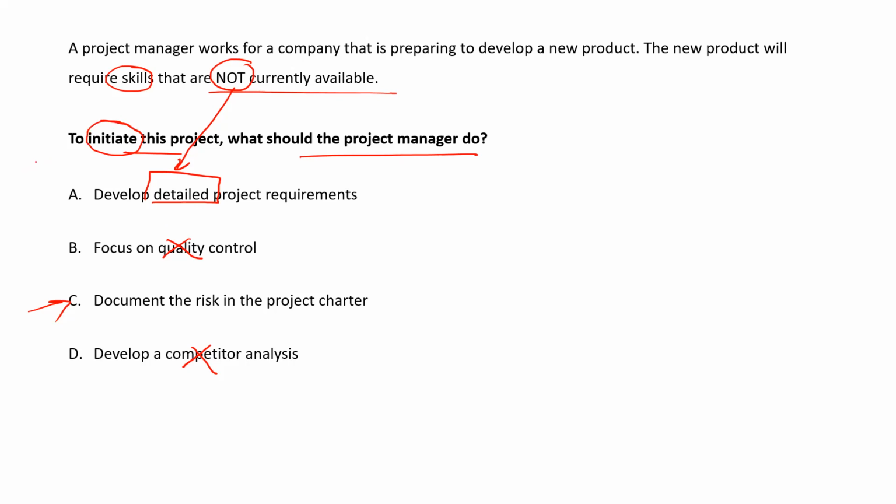Initiate means what I told you. What is initiate? Initiate is high level. High level things are always available in the project. You guys keep forgetting. Initiate, high level.